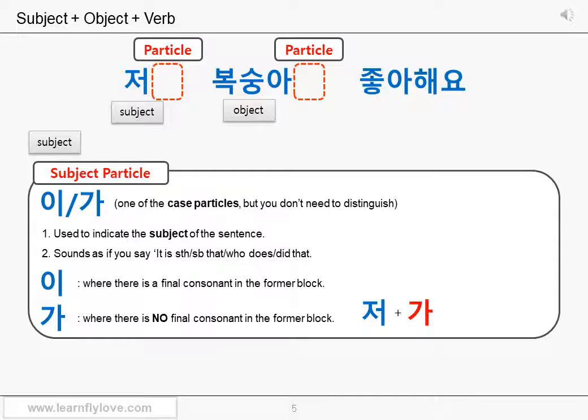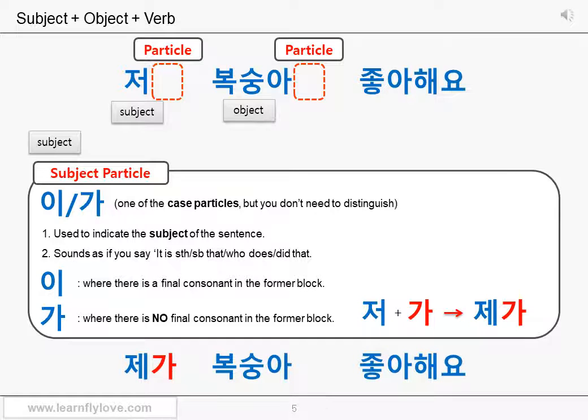저 plus 가. Hold on, there is one strange thing you need to memorize here. When 저 takes this subject particle 가, 저 sound turns into 제 sound. So it's not 저가, but it's 제가. This irregular change does not happen to any other word at all, so you can just remember this one, 제가. Even if you say 저가, Koreans would not think it sounds too weird since 저 means I anyway, but please try to use 제가 instead of 저가 all the time.